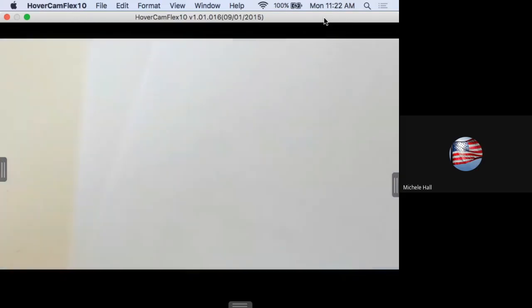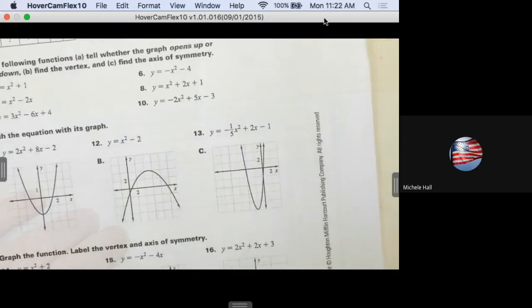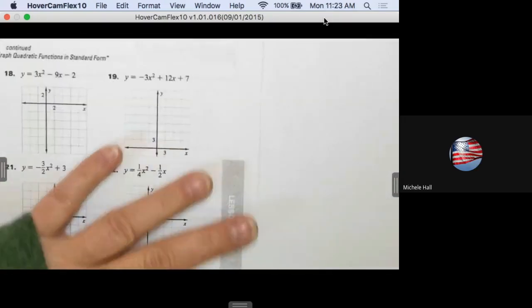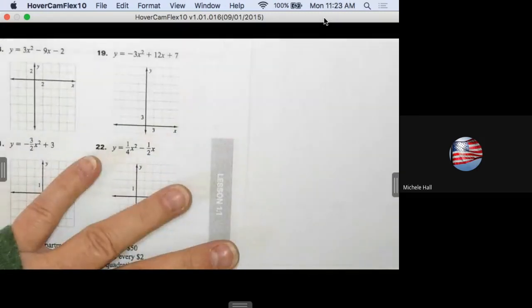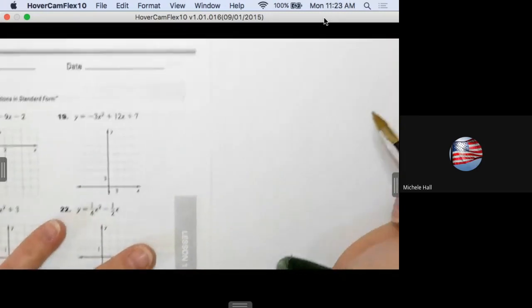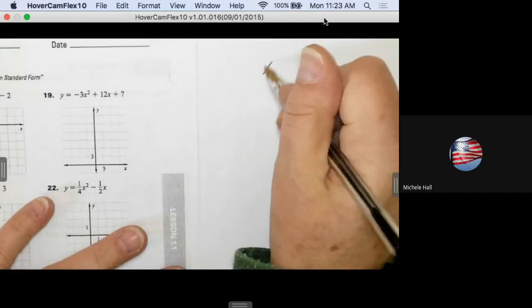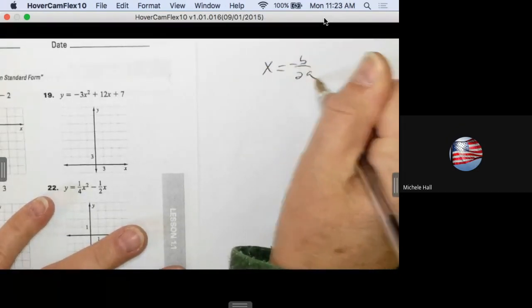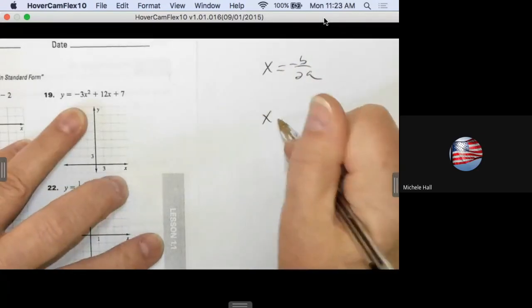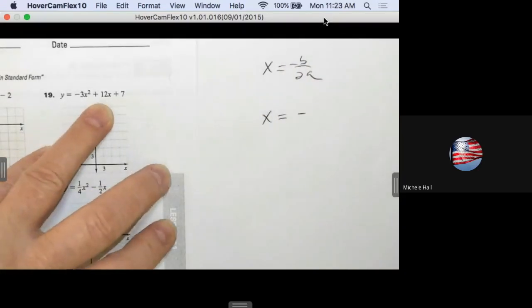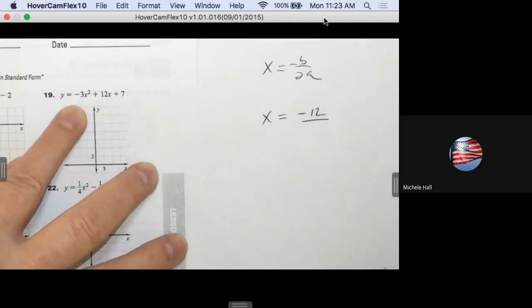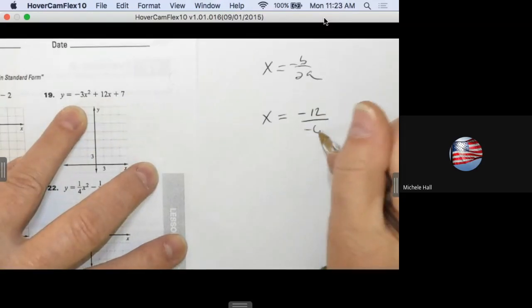I want to talk about one quick thing before we go to 1.2 about homework and what it means when it says label the vertex and the axis of symmetry. All right, so I'm going to do problem 19. When I do problem 19, I know that I want to find the vertex. So if I looked at standard form in my foldable, it would say I'm using x equals negative b over 2a. So x equals negative b, which is 12, over 2 times negative 3, which is negative 6.